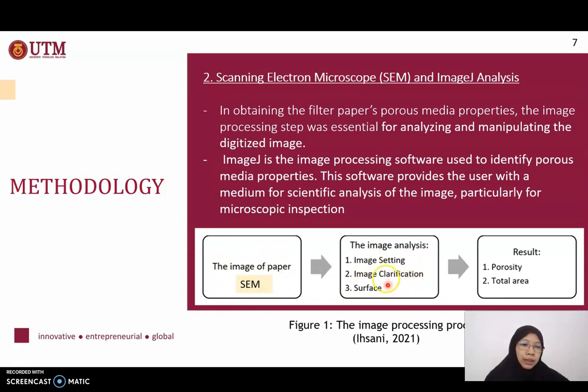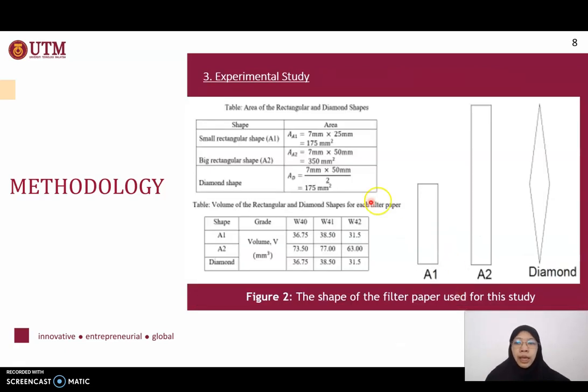Okay, we enhance the image and everything. And then we get the porosity value, the void that we can count, the area, and then we relate it with the total area of the filter paper so we can know the porosity. In terms of the wicking behavior, we make different sizes.